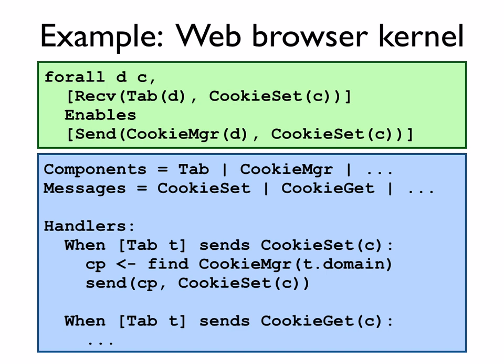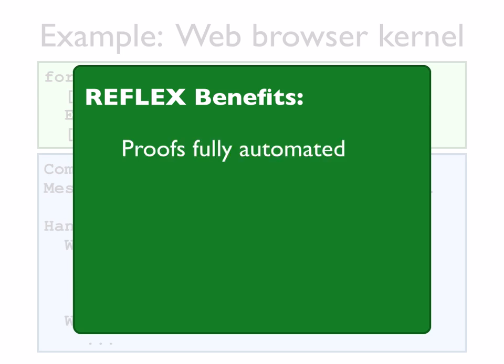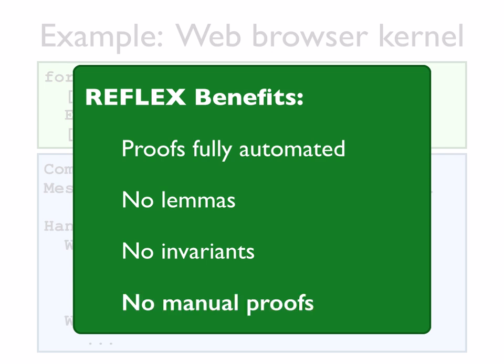I think this really highlights the benefits of Reflex. In particular, proofs are fully automated. This means that the user doesn't have to write a single lemma, the user doesn't have to write a single invariant, the user doesn't have to write a single line of manual proof, and yet the user still obtains the extremely strong guarantees provided by proof assistants. Now, how are we able to achieve that level of automation?